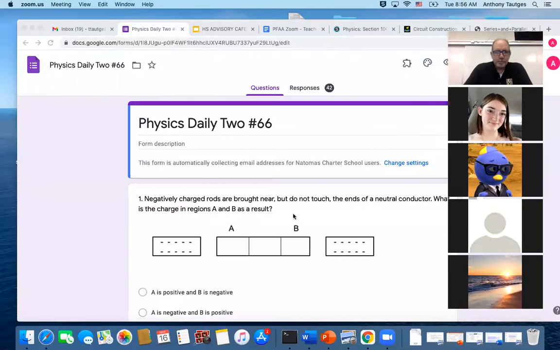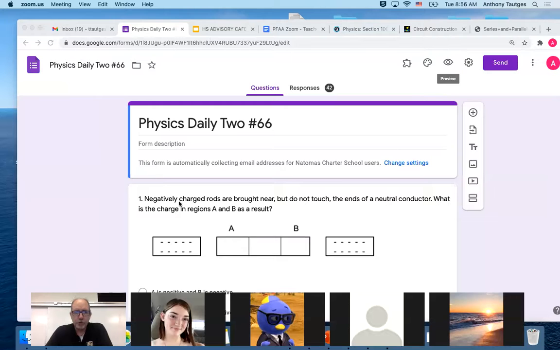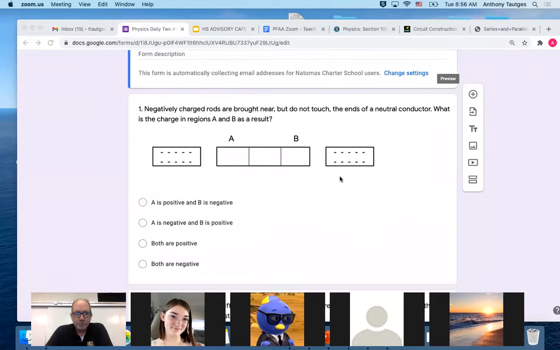The first one was: 2 negatively charged rods are brought near but do not touch the ends of a neutral conductor. What is the charge in regions A and B? All right, so remember the rules for charge movement. It's the negative charges that move, and they move towards a positive charge and away from a negative charge. Well, we have negatively charged rods brought near the end. So let's just talk about region A for a moment. The negative charges in region A will be repelled by the negatively charged rod, and so they will move out of region A. All right, they'll be repelled away.